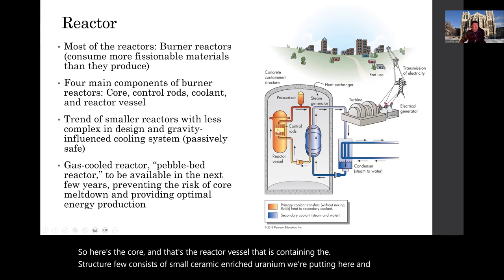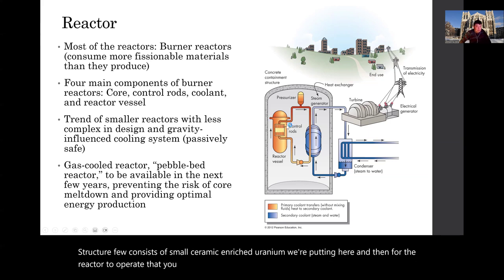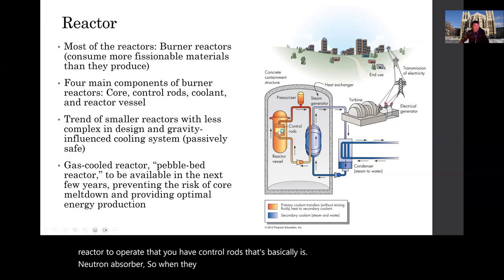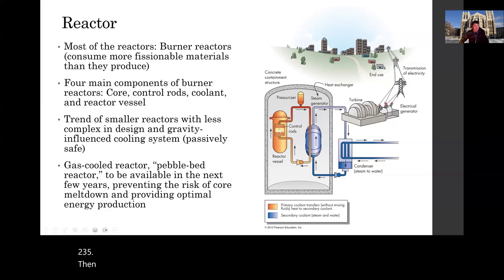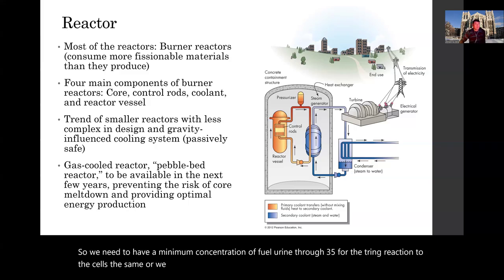For the reactor to operate, you have control rods, which are basically neutron absorbers. When they are put into the reactor, they absorb neutrons and slow down the reaction. When they are taken out, the neutrons bombard other uranium-235 and the reaction accelerates. So you can use the control rods to control the speed. We need a minimum concentration of fuel, uranium-235, for the chain reaction to be self-sustained, or what we call critical. That's very important.